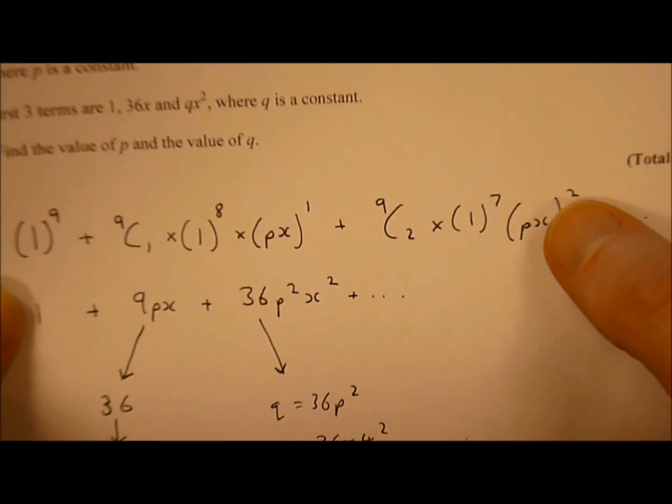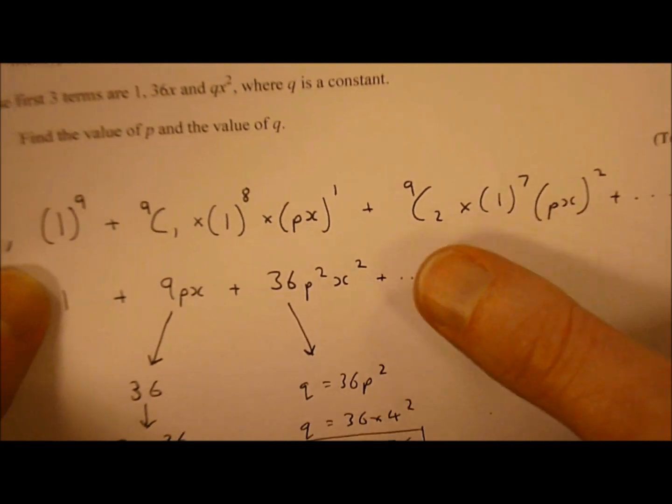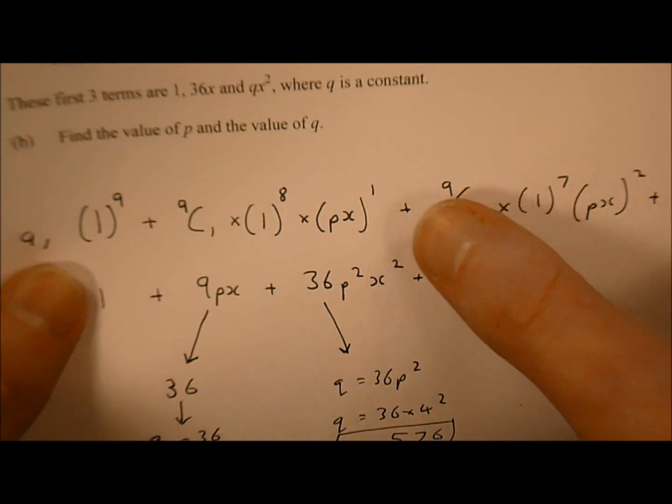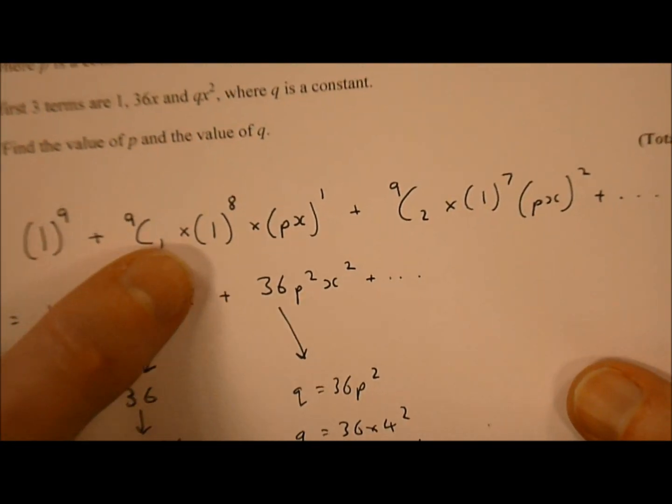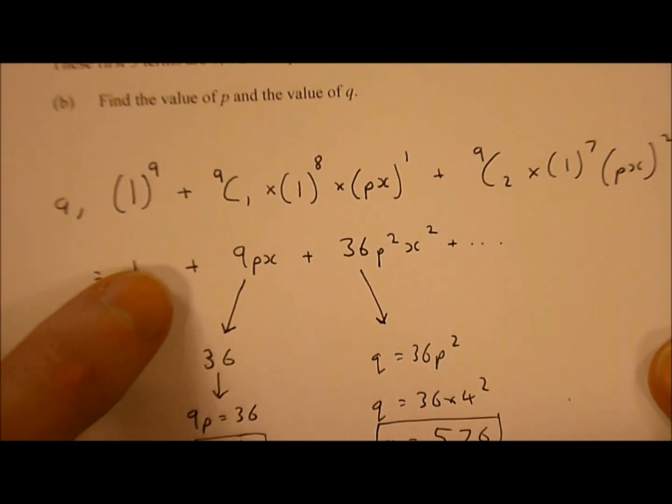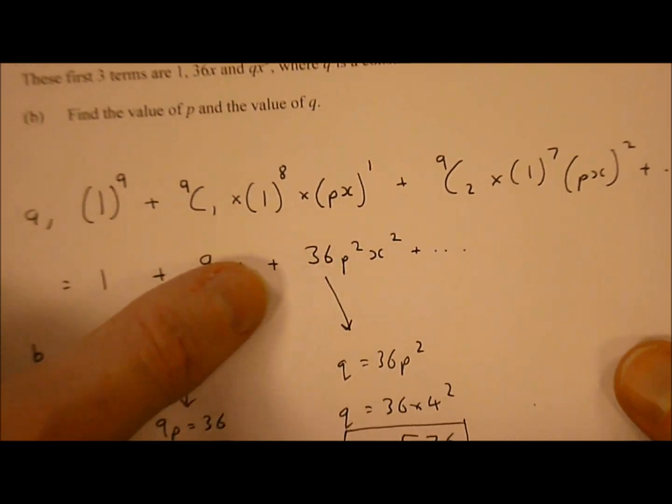But just be very careful, like here we've got px all squared, so over here we get p squared x squared. Make sure you type all those combinations into your calculator correctly, just be careful with it. So I get this expansion here.